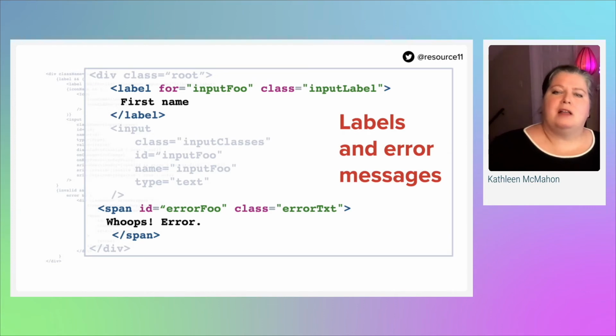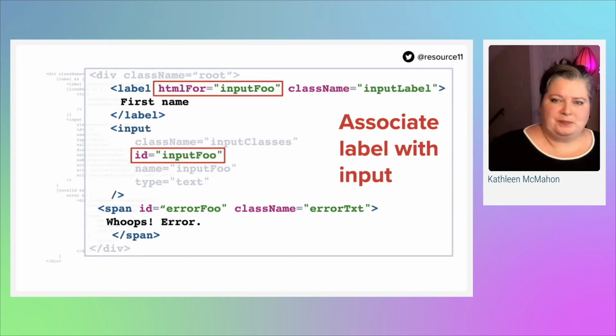We're going to pair our labels and error messages to the input. So inputs need those labels and error messages. And in JSX, we are going to associate our label with the input by pairing the label's htmlFor prop value with the input's ID value.